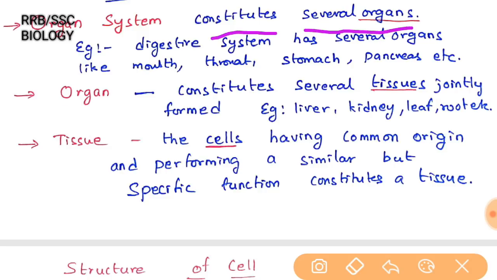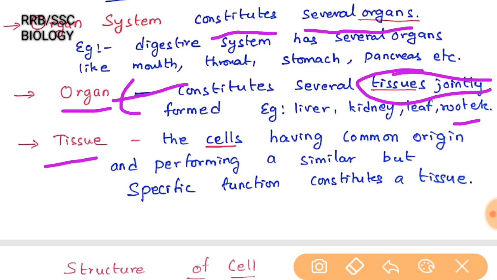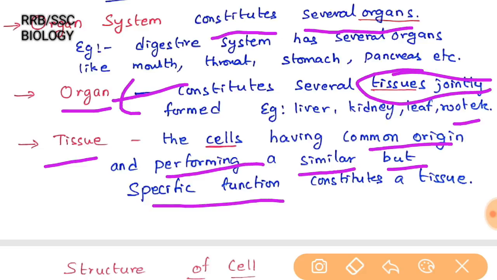See, what are organs? An organ constitutes several tissues which jointly form an organ, like in liver, kidney, leaf, root, etc. And what is a tissue? A group of cells having a common origin and performing a similar but specific function. See, a group of cells come together and perform a similar and specific function, called a tissue.